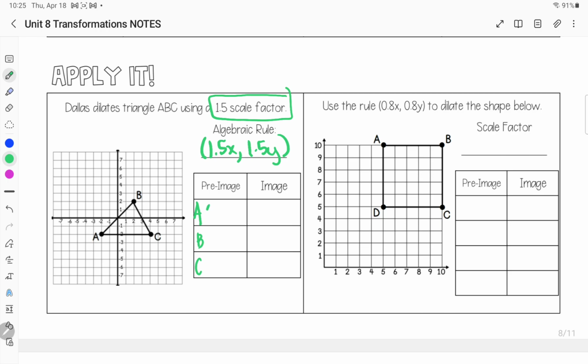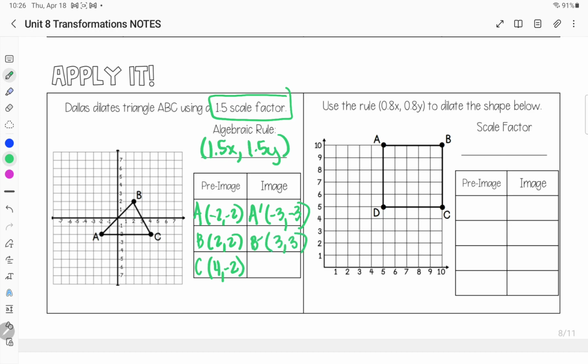A is at negative 2, negative 2. B is at 2, positive 2. And C is at 4, negative 2. My rule says multiply each X and each Y by the scale factor. So I'm going to take X, which was negative 2, multiply it by 1.5. And I'll get A prime, which is negative 3, negative 3. Because both of those are negative 2. On this one, both of these are 2, so when I replace them, 1.5 times 2 is going to give me my B prime, which will be 3, 3.